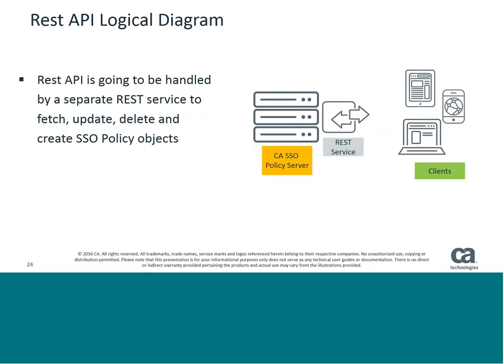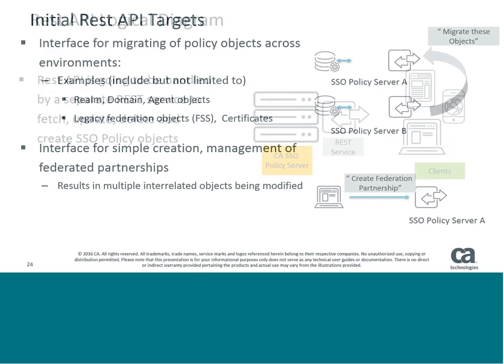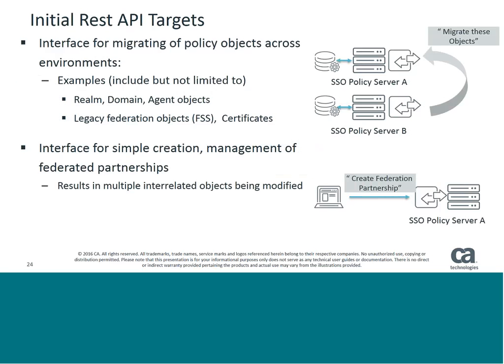And the services are actually in the VAM UI server, so it leverages the policy server connection that the VAM UI utilizes for its communication. We also have REST APIs for migrating policy objects across environments, so the goal is to make upgrades smoother, and also for management of federated partnerships. Again, I encourage you to please visit validate.ca.com, where you can find a lot of documentation and also videos around the same.